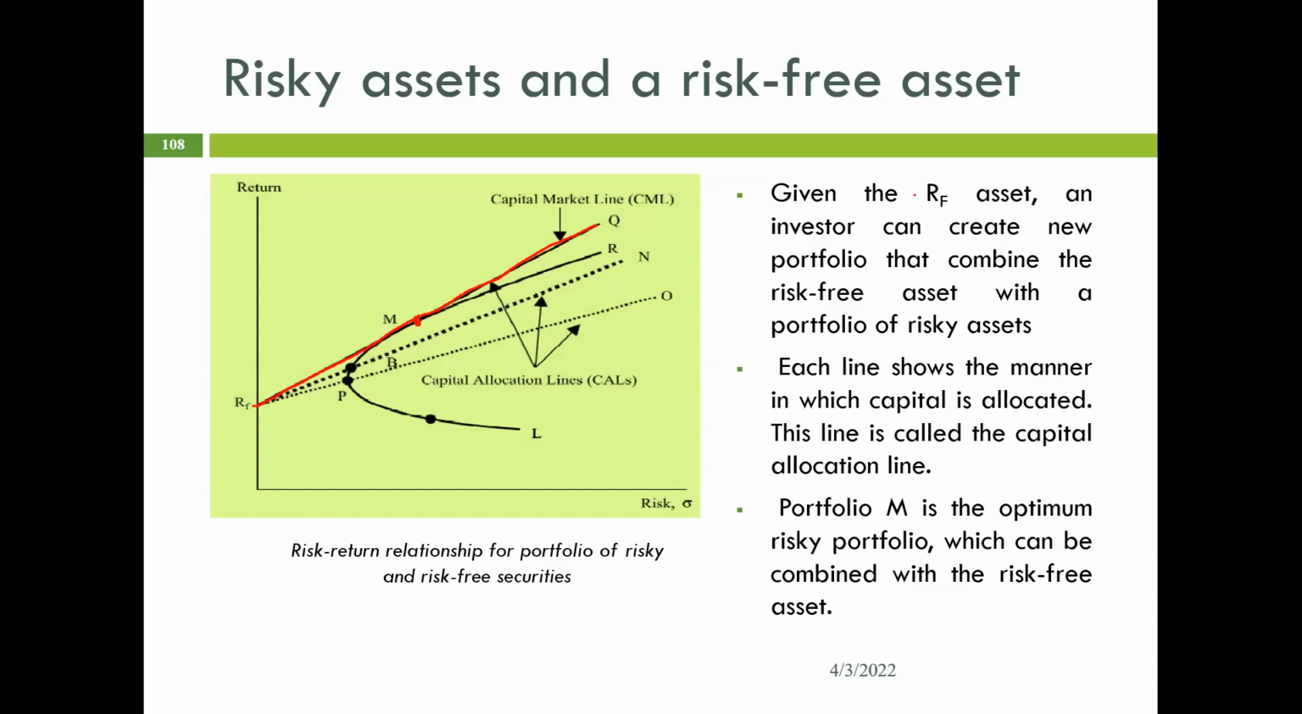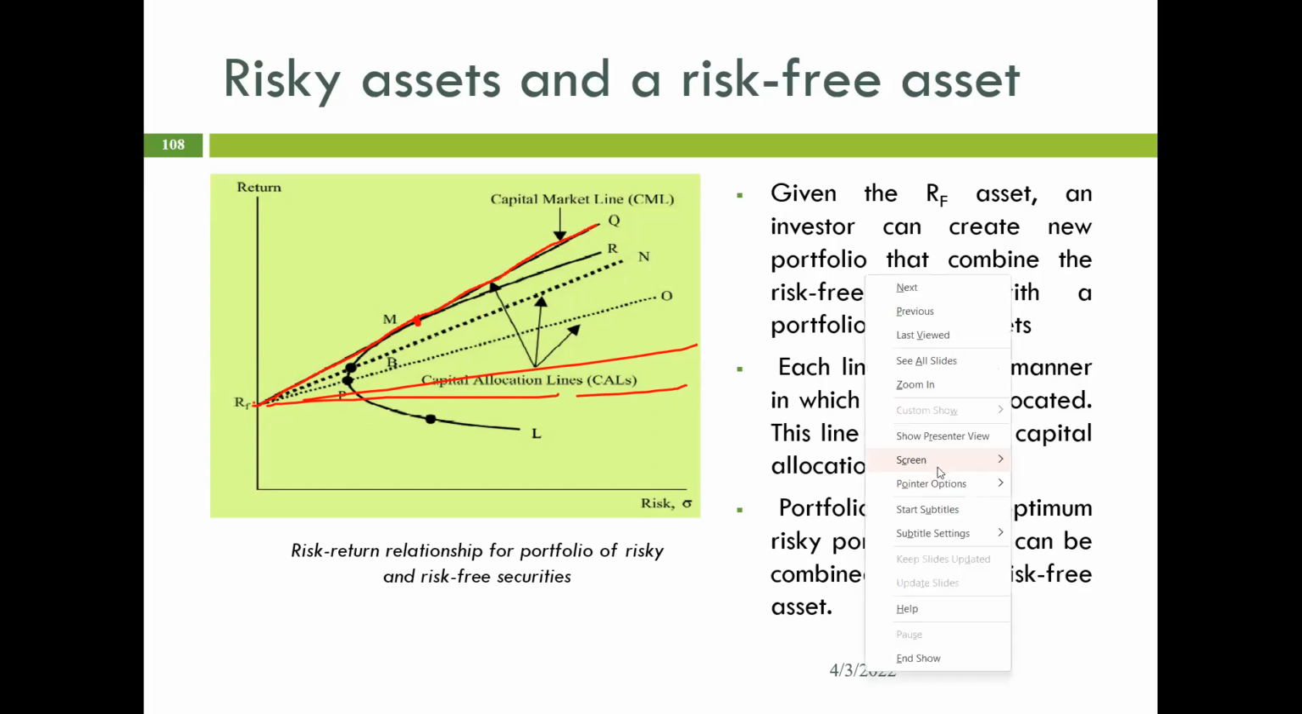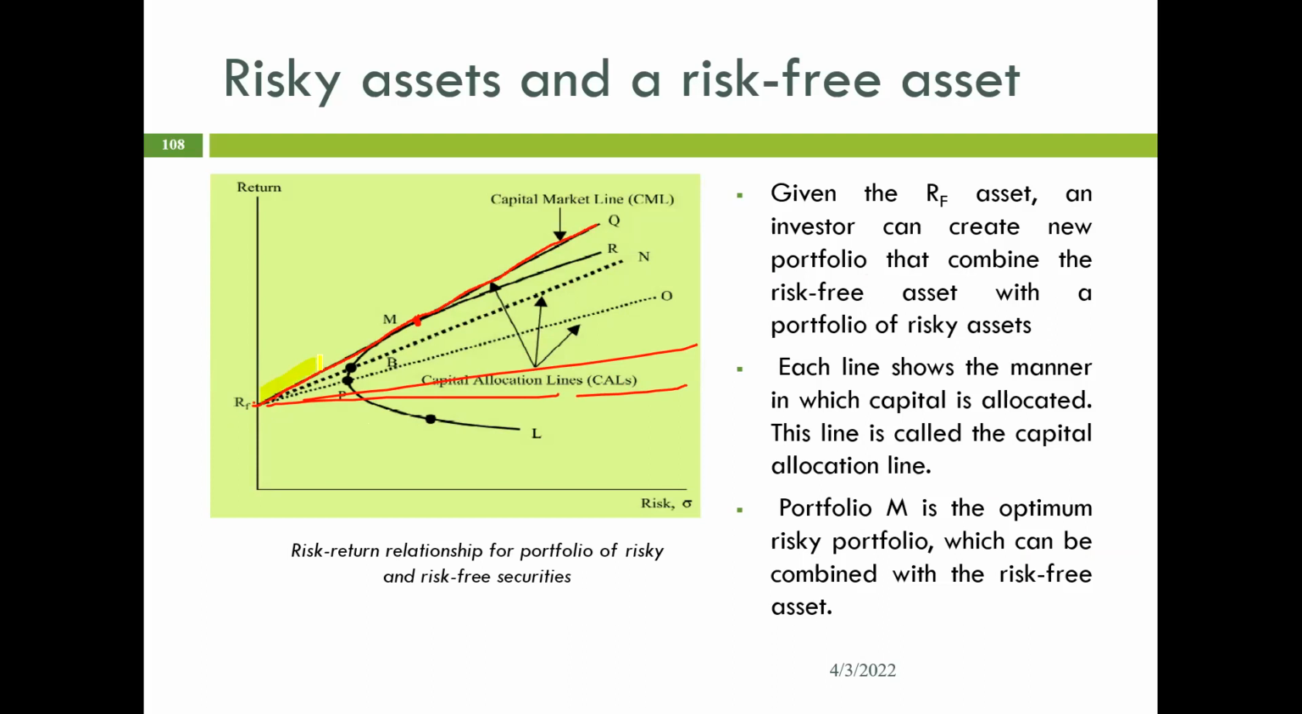So given the risk-free asset, an investor can create a new portfolio that combines the risk-free asset with a portfolio of risky assets. So you can create portfolios like these lines, and many more lines go like this according to the investor's requirement. But the efficient frontier is this one, the topmost one. This is the efficient frontier.